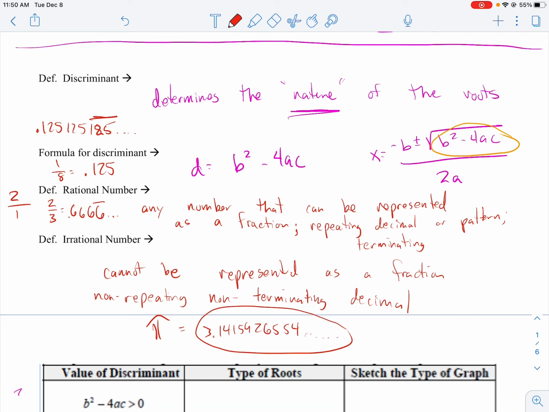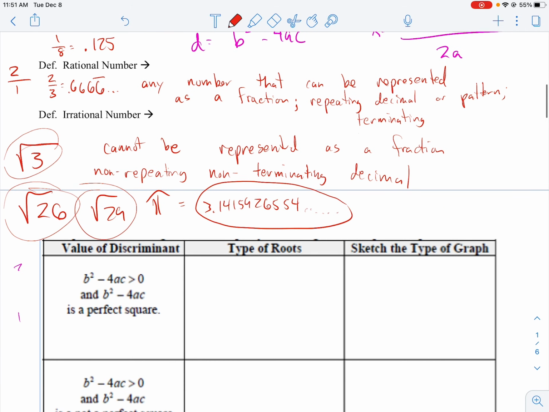So irrational numbers look something like that. Also, any square root of something that's not a perfect square, so the square root of 3, square root of 26, square root of 29, those are all irrational numbers, because there's going to be no pattern. It's going to have non-repeating, non-terminating decimals. So that's a quick rundown on rational and irrational numbers.